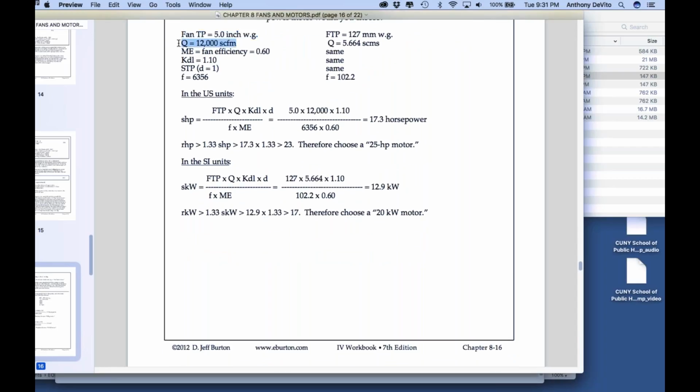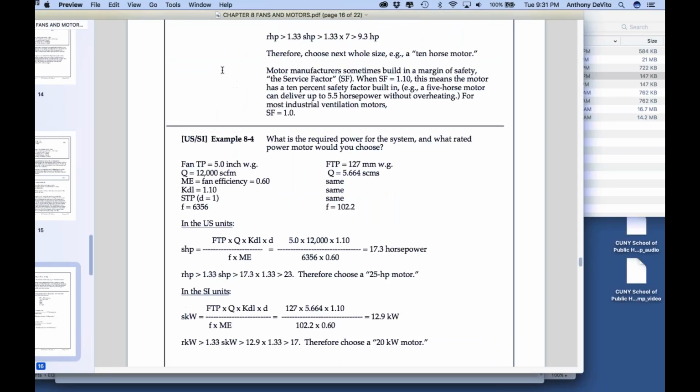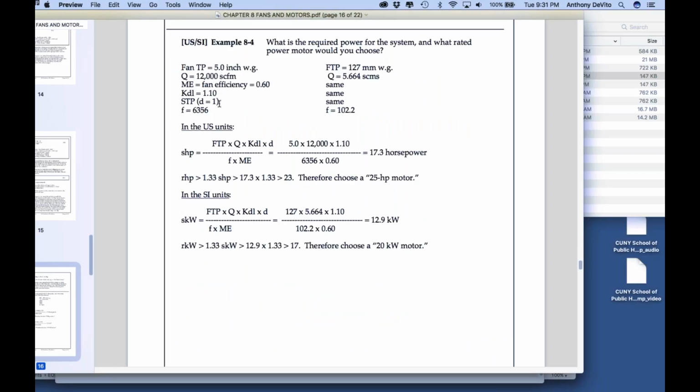The Q, you can calculate that. That's what you needed at your hood, the first thing we calculated. The mechanical efficiency, you get that from the fan manufacturer. It was on our fan curve as it happened. A correction factor for the type of motor that we're using, right? This is direct drive, so it's 1.1. Yes, exactly. STP, I'm trying to remember what that is. I guess the density correction factor.